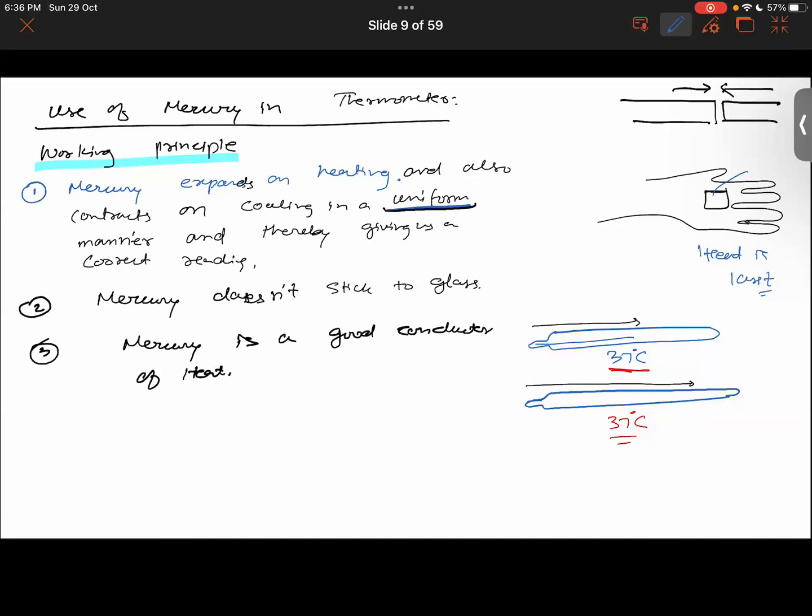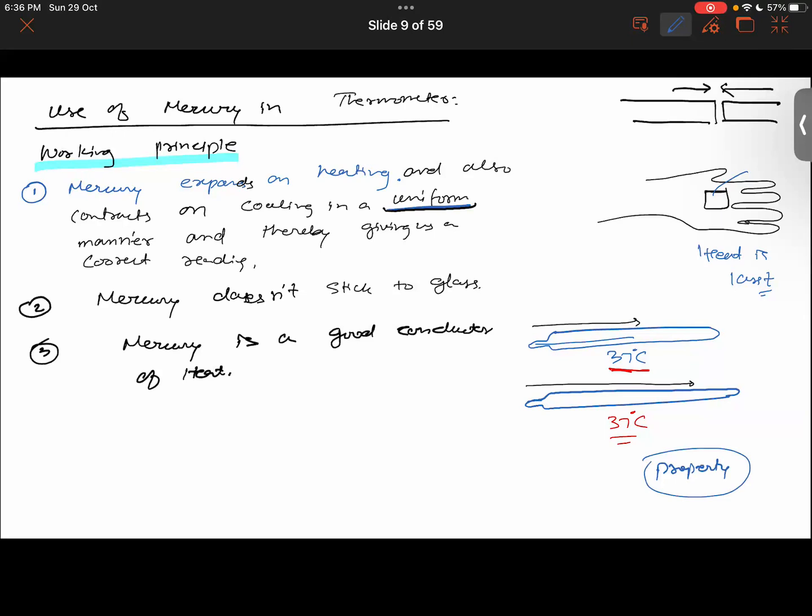It doesn't stick to glass. Okay, that is another property. But what is the main property? The main property for which it is being used. Yes, it is used for reading the temperature. I'm talking about property.